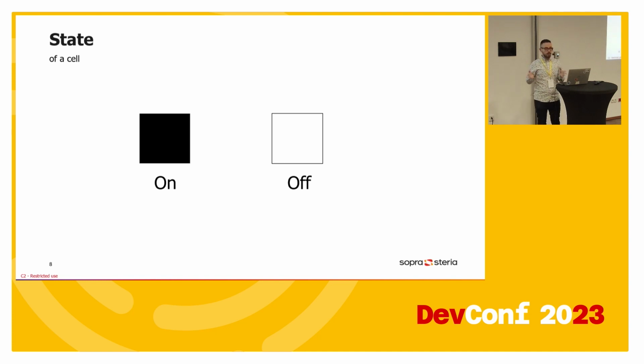Regarding the cell, the simplest one which we can imagine is a cell which has a state on or off. The current is going or not going, true or false, 0 or 1, a binary state. I'm going to visualize it on my slides. State on will be black and state off will be white.